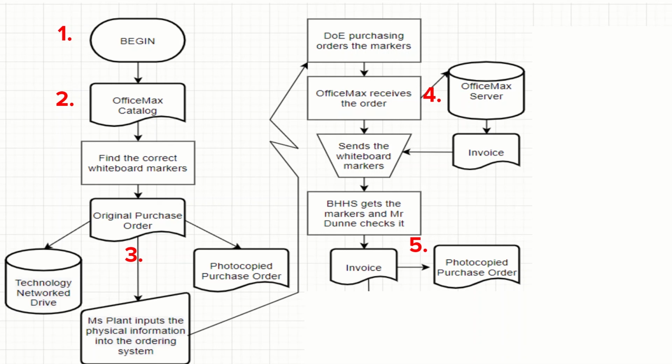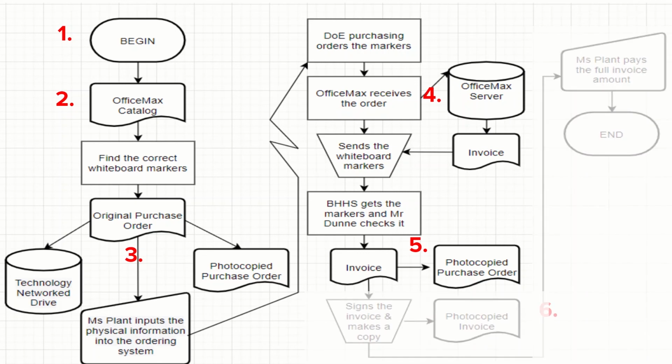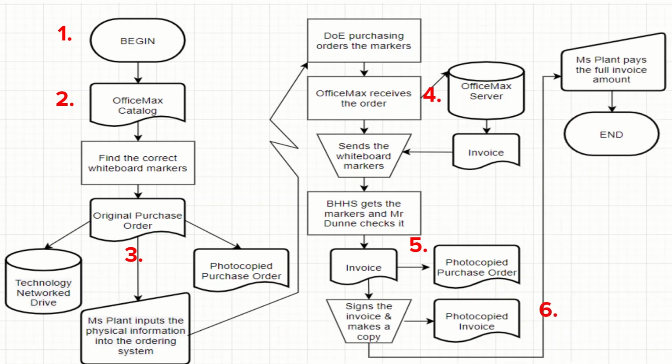I then get it, and I have to do the process of checking it. Now, with the invoice, if it's correct, because I've got a paper invoice, I then have to photocopy that invoice. I sign it, which is manual. I'm checking the photocopied original purchase order. Then I photocopy the invoice. And then I give it to her, who then goes through the payment system, and then that ends.